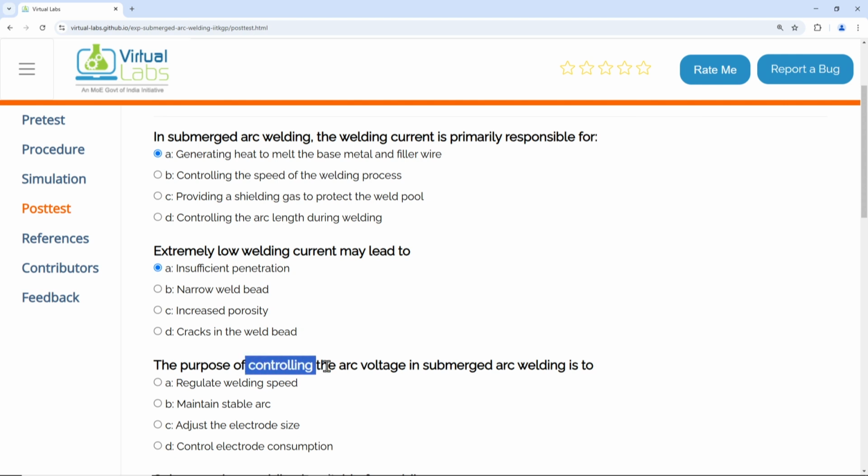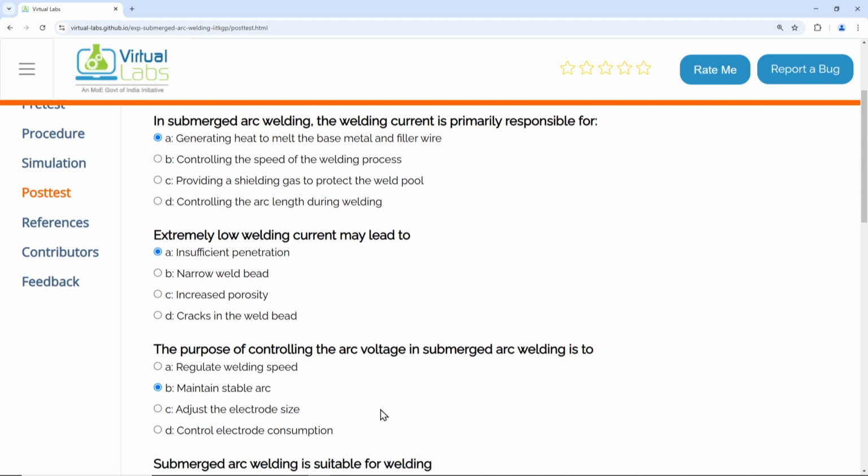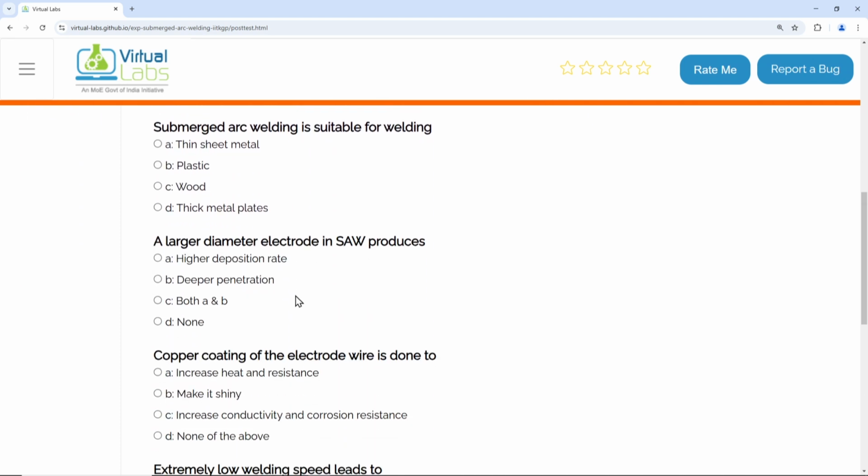Purpose of controlling the arc voltage in submerged arc welding is to regulate welding speed, maintain stable arc, adjust the electrode size, control electrode consumption. The right answer should be maintain stable arc voltage. Submerged arc welding is suitable for welding thick metal plates. Larger diameter electrode in submerged arc welding produces higher deposition rate, deeper penetration, both of them should be correct. So both A and B are the answer.